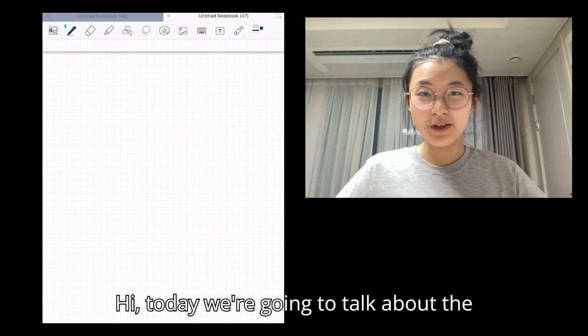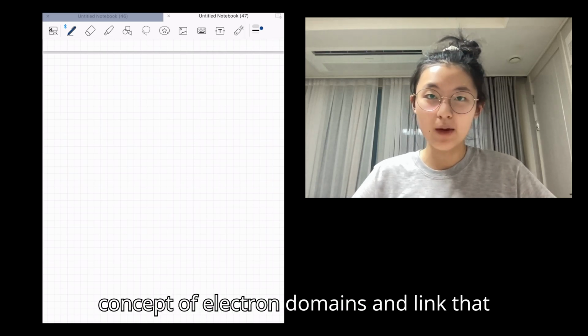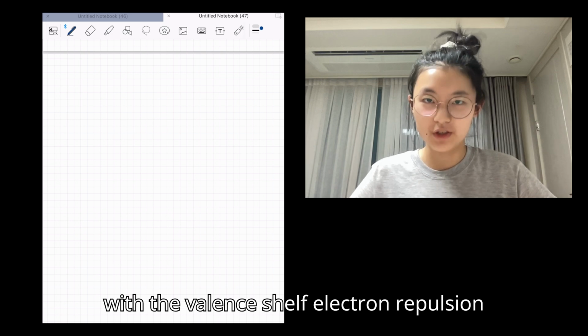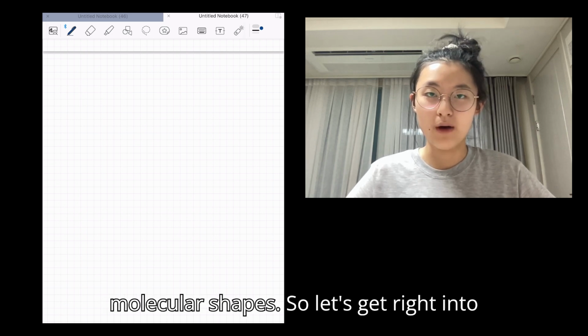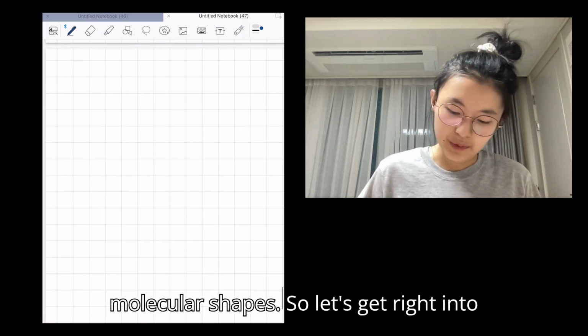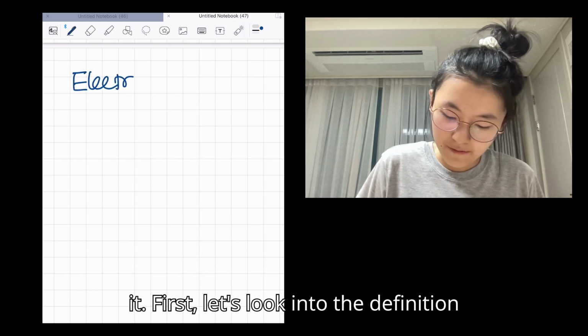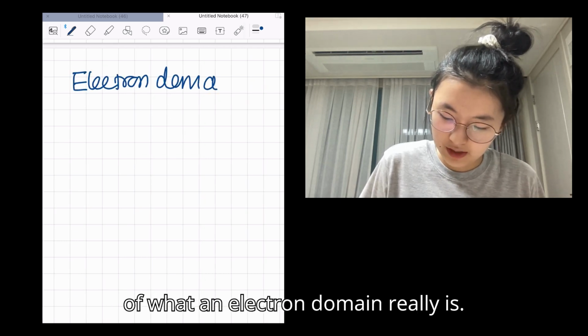Hi, today we're going to talk about the concept of electron domains and link that with the valence shell electron repulsion theory, which is used in order to predict molecular shapes. So let's get right into it. First, let's look into the definition of what an electron domain really is.